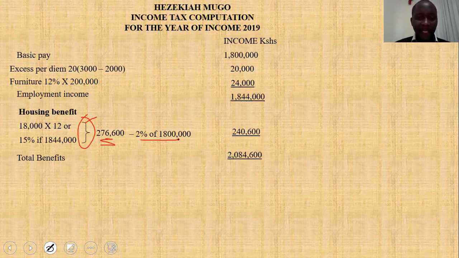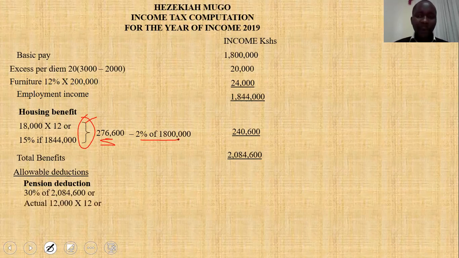But there's that pension thing. So we talk about allowable deductions, and now we are going to see the pension deduction. We said it's 30% of the pensionable pay. Look here. 30% of 2084, or the actual contribution. The employee, in the last note you are told, is contributing 12,000 a month. So it's 12,000 multiplied by 12.